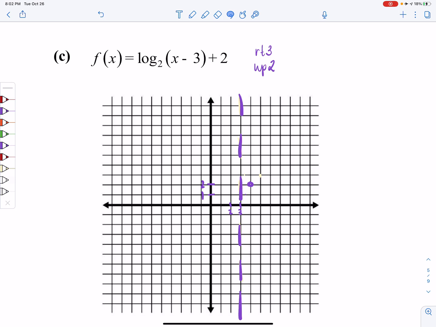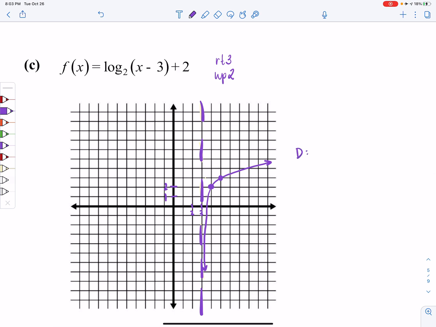And then my second special coordinate would have been at the base. So that's going to be at (2, 1). And if I take that guy and shift it to the right 1, 2, 3, and up 2 units, I'm going to land right here. So once again, the top half here is going to look like a parabola tipped over on its side, half of a parabola. And the bottom half is going to get closer and closer to that vertical asymptote. On this one, my domain is going to be from 3 to infinity. And my range will be all real numbers.